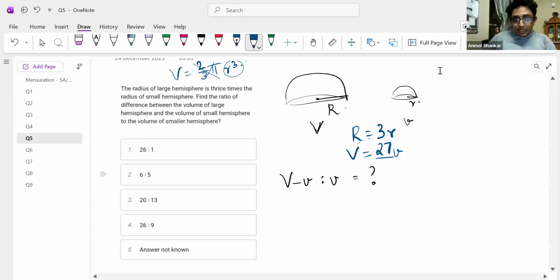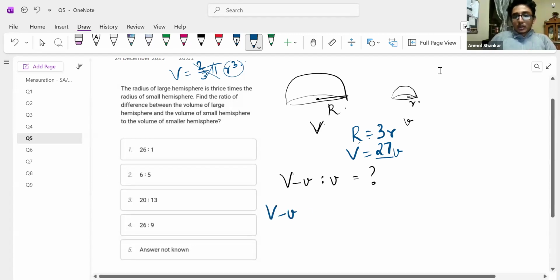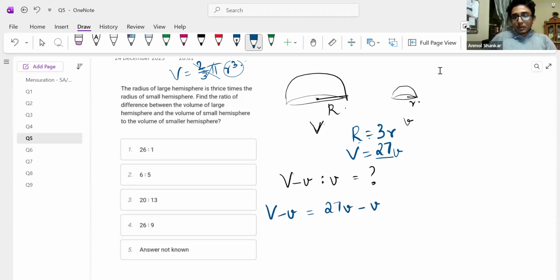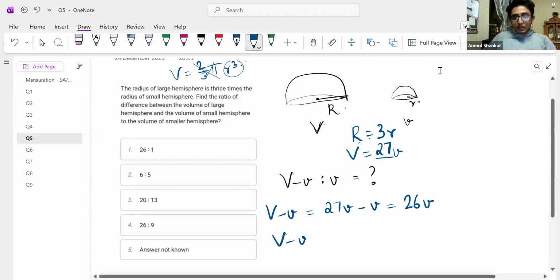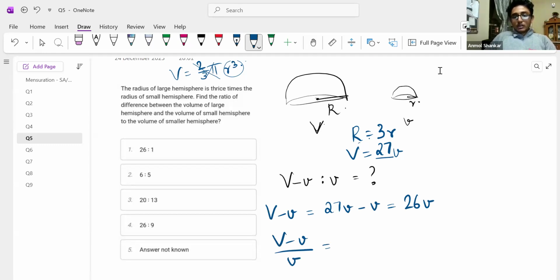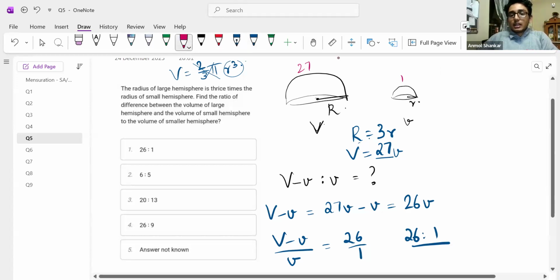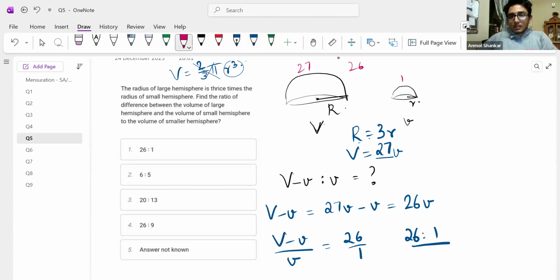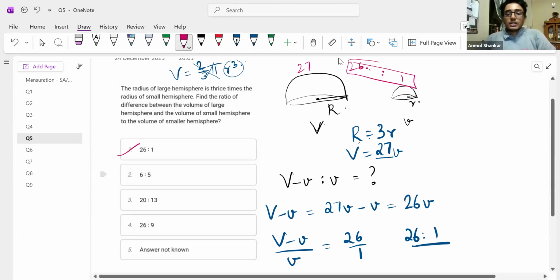Okay, so now what will V minus small v be? 27 small v minus small v, that is 26 small v. So what is V minus small v divided by small v? 26 by 1. So 26 is to 1 is the answer. You can just imagine, this is 1, this is 27. Then what is the difference? 27 minus 1 is 26 is to 1. That is what they are asking in the question, right? So 26 is to 1 is the answer, right?